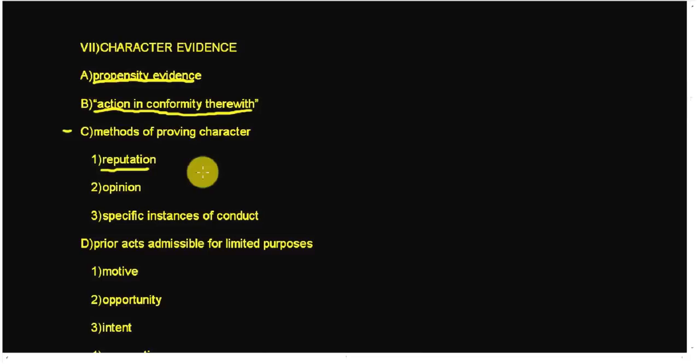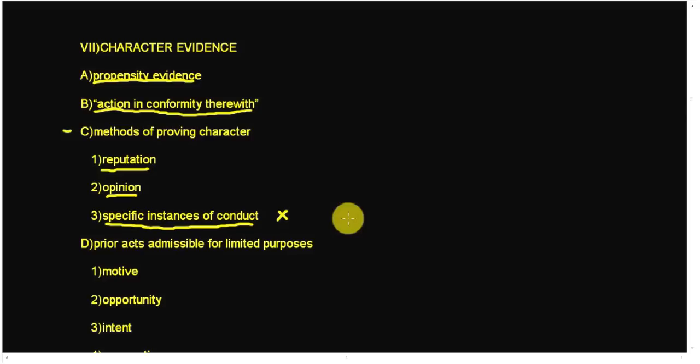Alright, the next one is opinion. This method is used mostly on direct examination, but again, it can also be used on cross-examination. Assuming adequate foundation is laid, a witness may give their opinion as to the character of another person. That one's fairly straightforward. And lastly, specific instances of conduct. Generally, this is only allowed on cross-examination, so I'll put an X there for cross. It is often used as a means of challenging the reputation or opinion testimony given on direct.